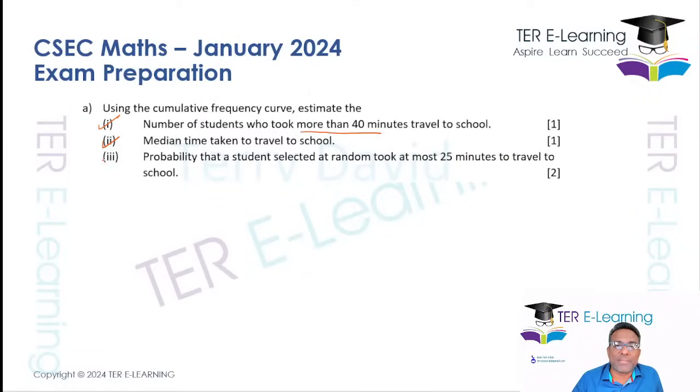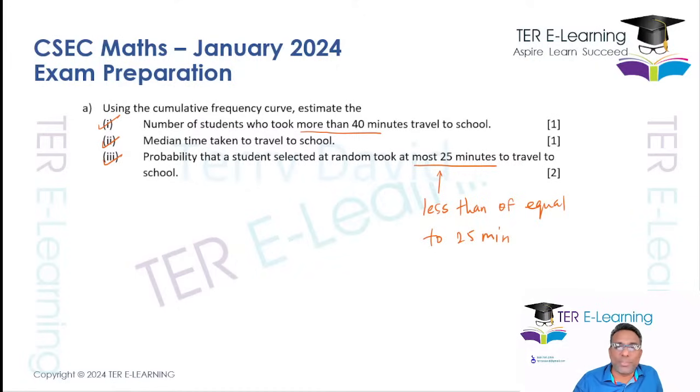So that's part 2. The next part, we want to work out the probability that a student selected at random took at most 25 minutes to travel to school. Now, this word in here is something that you have to be careful with. Whenever they say at most 25, that really means less than or equal to 25 minutes.